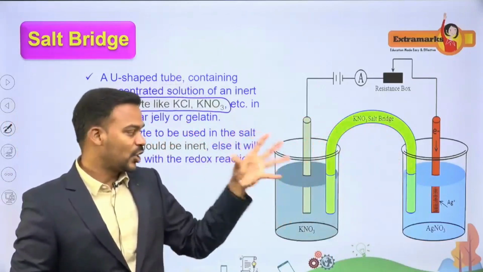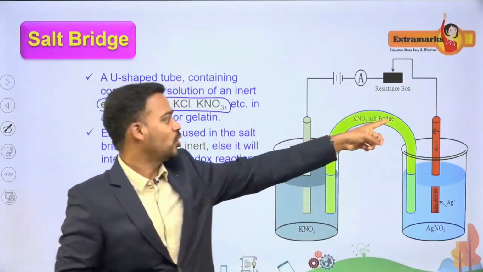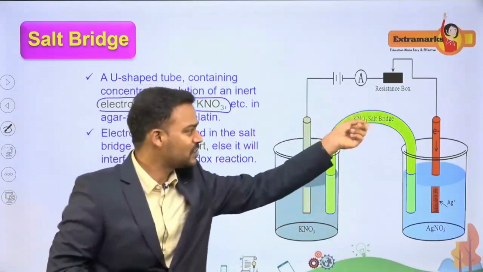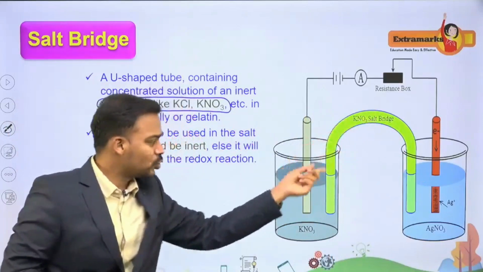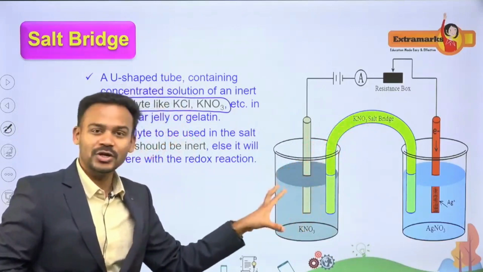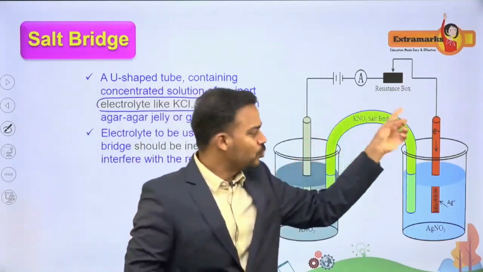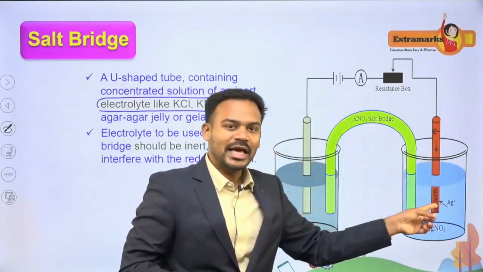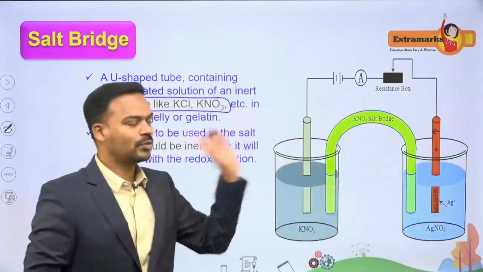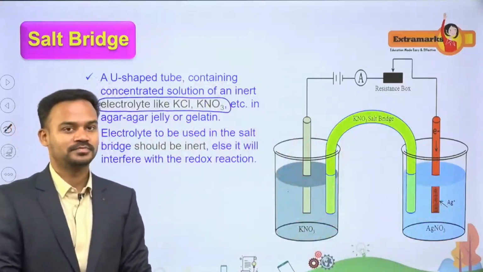Suppose there is an accumulation of positive ions. What will happen? The Cl- ions or the NO3- ions or the sulfate ions will start moving through this. The negative ions will start moving to their opposite end and neutralize the positive charge accumulated, and the positive ions will move towards the other end and neutralize the excess negative charge developed here. In this way, the salt bridge is able to neutralize the effect of junction potential.